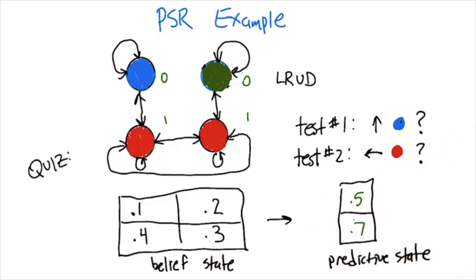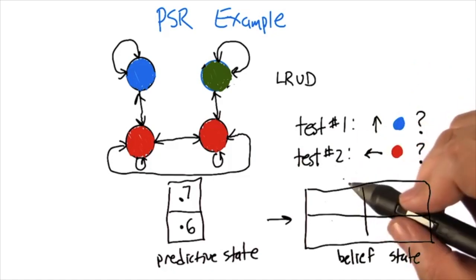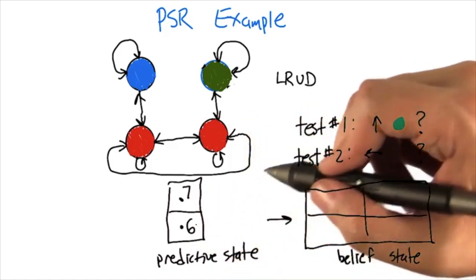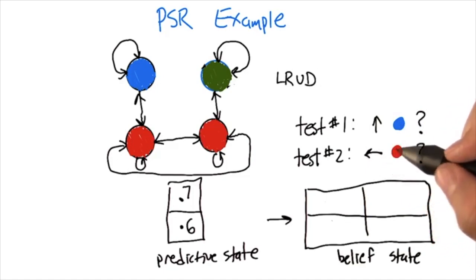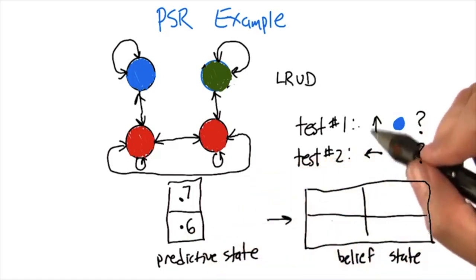I just noticed something while I wasn't listening to what you were saying, which is that I can go from belief state to predictive state, but I can't go from predictive state to belief state. So why don't you say what you said again? Let's look at the problem the other way around. Let's say I know the predictive state is 0.7, 0.6. So we know if we were to go up, the probability we'd see blue is 0.7. If we were to go left, the probability we would see red is 0.6. Can we figure out the belief state using that information?